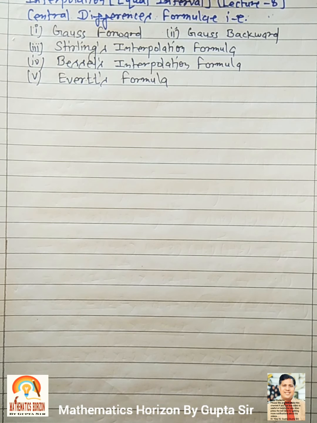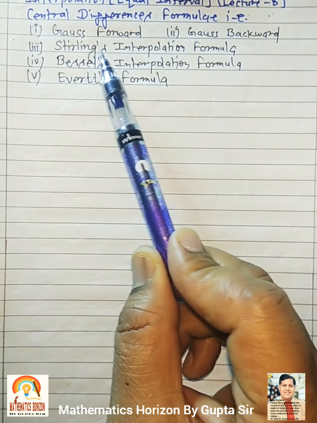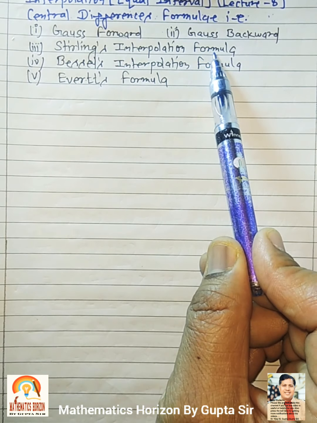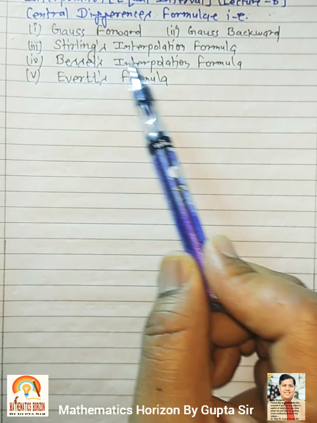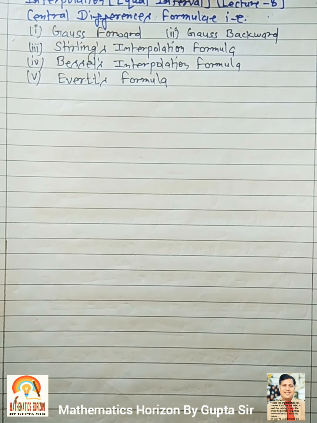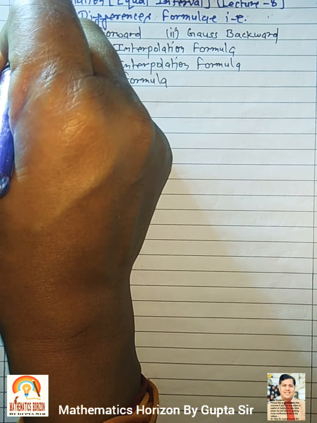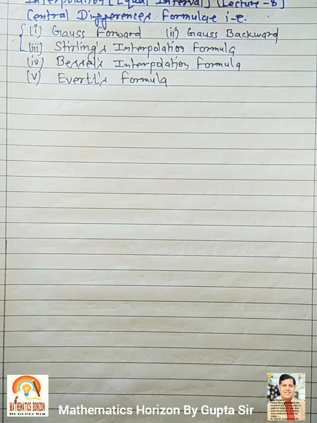In this section we have the following methods for central differences: Gauss forward, Gauss backward, Stirling interpolation formula, Bessel's interpolation formula, and Everett's interpolation formula. But in today's topic, we will cover only these three: Gauss forward, Gauss backward, and Stirling interpolation formula.